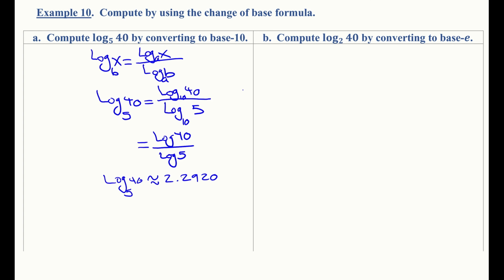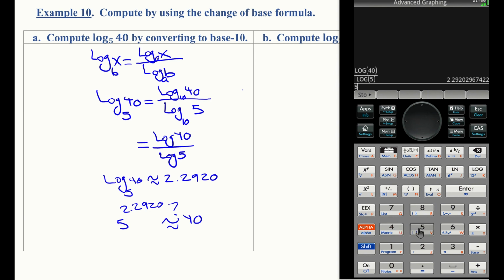Well, approximately, right? We can of course test this, because if this is true, then 5 to the power of 2.2920 should be approximately 40, right? Let's check it. So we can bring the calculator back and we can type 5 to the power of 2.2920, and we notice that we indeed get something extremely close to 40. So that's how we can use a change of base there.